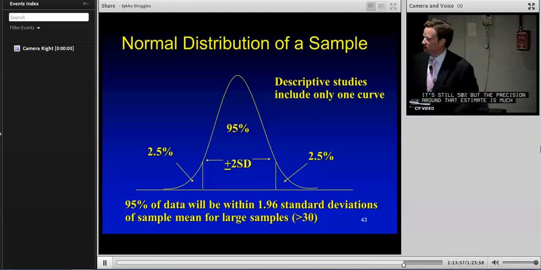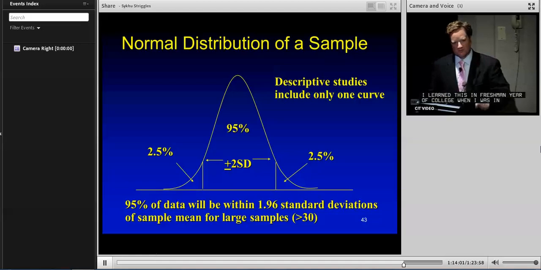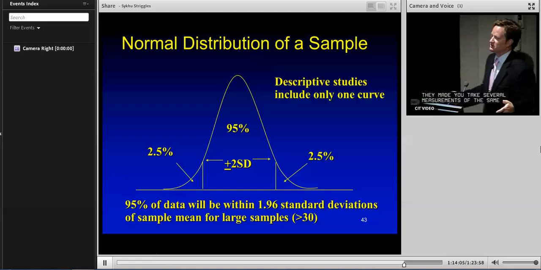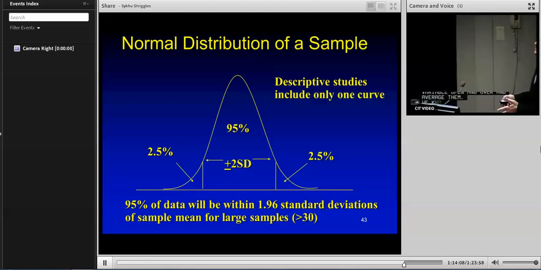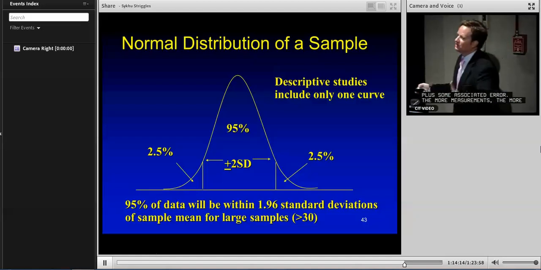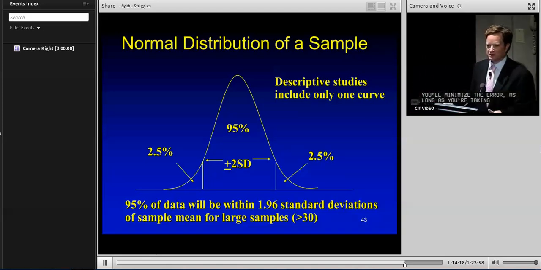I learned this in freshman year of college when I was in physics class, and they made you take several measurements of the same variable over and over again and average them out. Right? You know, every measurement is associated with the true value plus some associated error. And the more measurements you take, the more you'll minimize that actual error, as long as you're taking unbiased measurements. If my ruler was screwed up to begin with, it doesn't matter how many measurements I take.